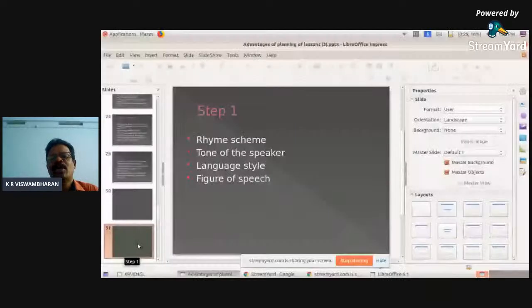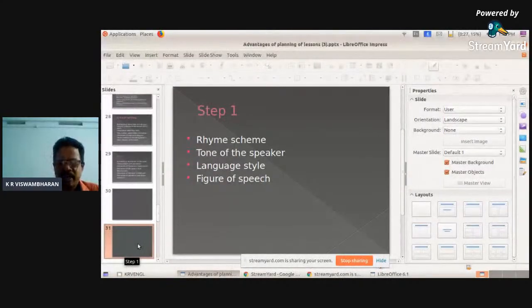See, tone is important. Because the tone represents the emotions. The tone of the speaker is very important: which kind of emotions the speaker has. What is his emotional status in the beginning, in between, at the end. This is very important, the tone of the speaker. And the style of language used in the poem is very important. The language style, because we know what is a poem. The language style is very important. And figures of speech used in the poem, step one.